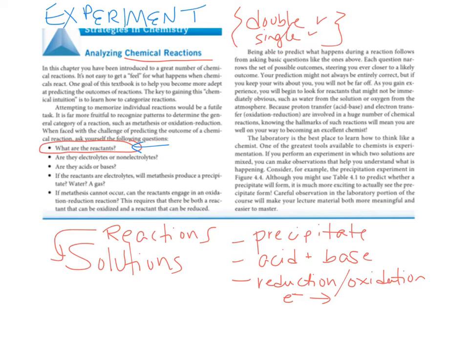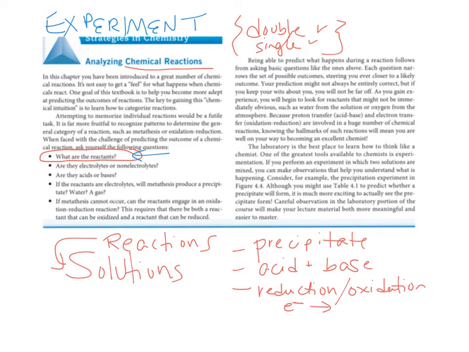If you have 2 ionic salts, then those are both going to be electrolytes. They might combine to make a precipitate. You learned that as a double replacement reaction.